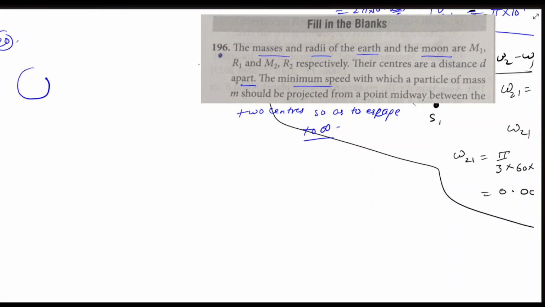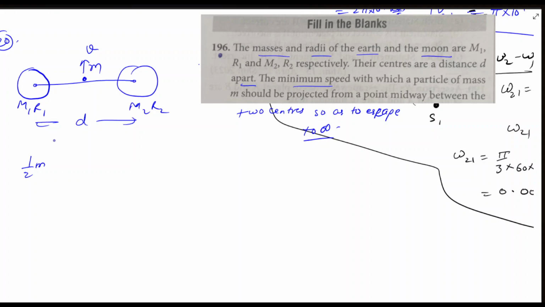So let's put it like this. So this is M1 R1 and this is M2 R2, right? And they are d meter apart. So we have put a particle of mass m in the middle. So what we have given it is a velocity v. So it will have half. Again, we have to conserve the energy. Total energy initial equal to total energy final.